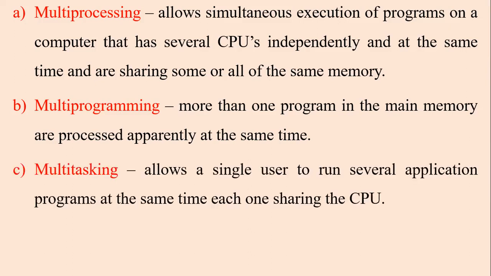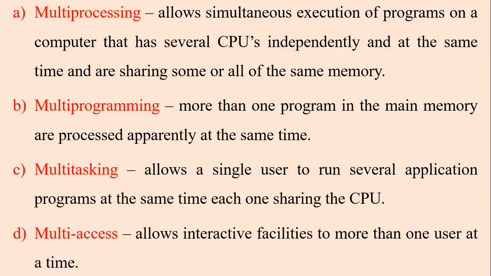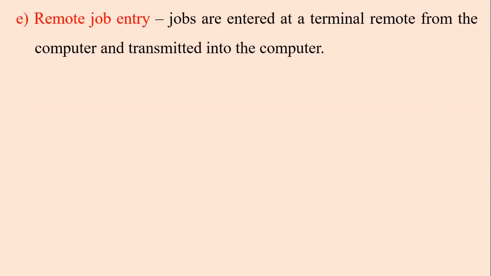Number three is multitasking. This mode allows a single user to run several application programs at the same time with each one sharing the CPU. Number four is multi-access. This mode allows interactive facilities to more than one user at a time. Number five is remote job entry. This mode allows jobs that are entered at a terminal remote from the computer to be transmitted into the computer.